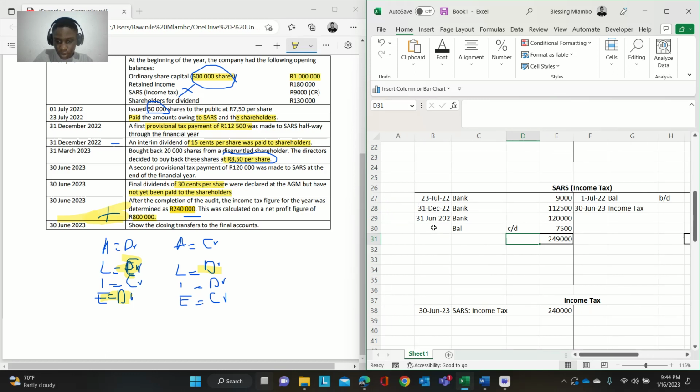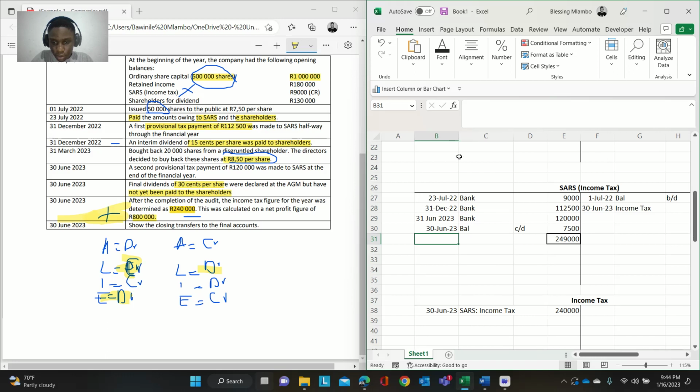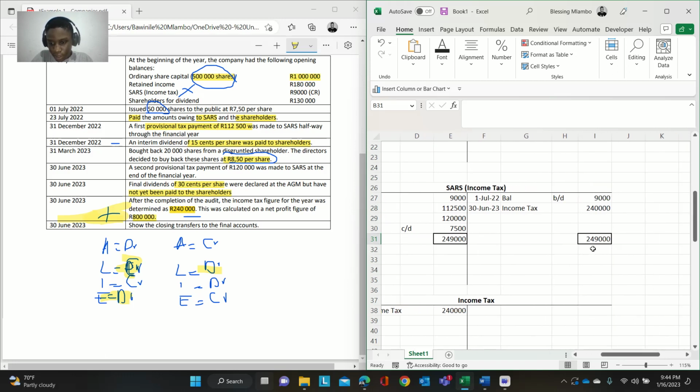So this is the balance carried down at the end of the year. So I just put the date here, 30 June 2023. So just okay, cool. So this balance is the opening balance for the following year. And then we say balance brought down on the 1st of July 2023, right?